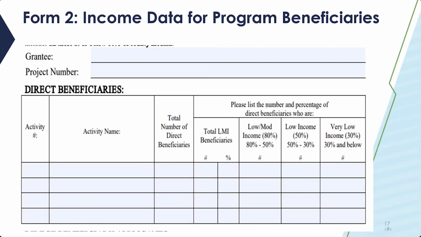So to go through our example that we have, Save Anywhere, project number. Our direct beneficiaries is the first one that we go through. We'll put our activity name there, and for this example, we had 40 direct beneficiaries. Of the 40, 21 were LMI, which gives us 53% LMI, so we met that 51% LMI requirement for a national objective. And then of the 21, we break it down into low mod, low, and very low. That is 5 low mod, 6 low income, and 10 very low income.